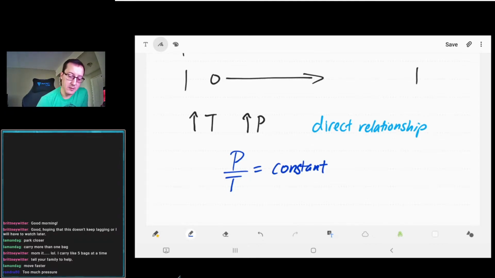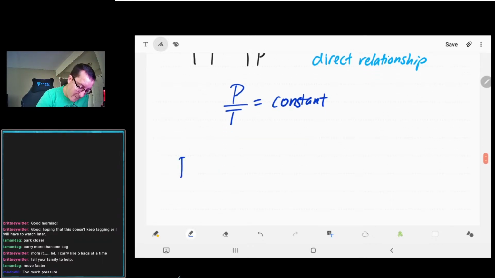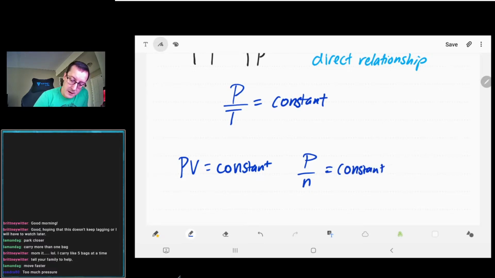Okay, so just how we can relate these three quantities to pressure. So if we saw that pressure times volume was constant, pressure over moles was constant, and pressure over temperature was constant.